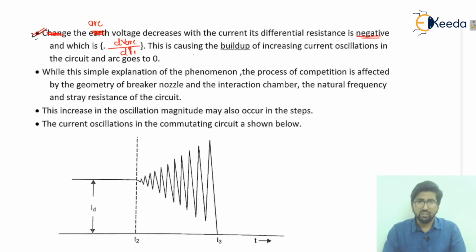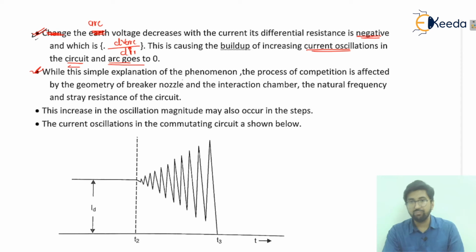Okay guys, so this is causing the buildup of increasing current oscillations in the circuit, and the arc goes to zero there. We cannot make that current zero, as we do not have a current zero method or sinusoidal current, because whenever we have sinusoidal current or voltage oscillations, then we have the natural current zero, and that is not possible in DC. That's why we are doing the procedures like that.